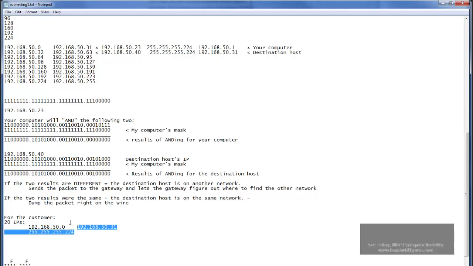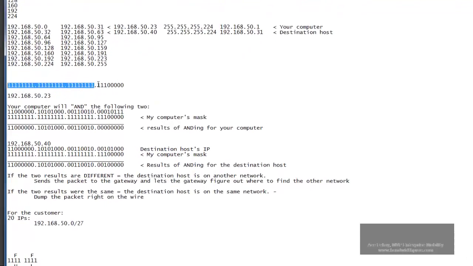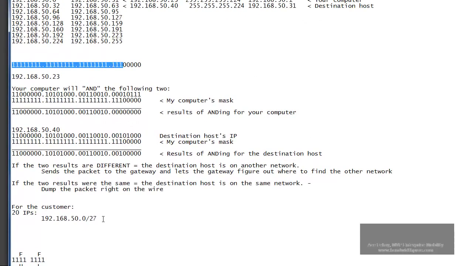Or you could have probably just said, just for your paperwork, it's actually /27. How do I get 27? Let's go back to the mask. How many bits are there? There's 24, 8 times 3, plus the 3 here. That's 3, so that's actually /27.